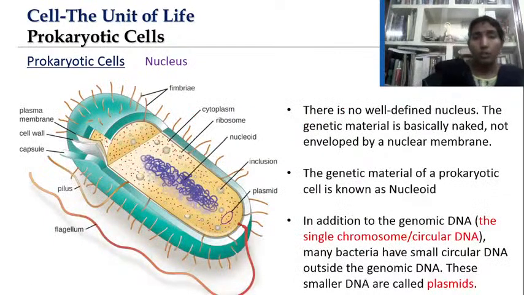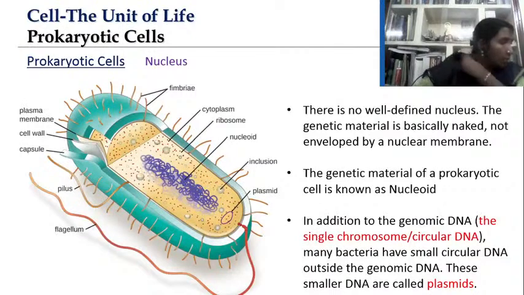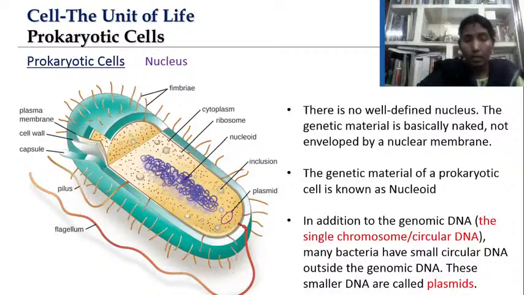Now coming to the nucleus, as I explained earlier, there is no well-defined nucleus. The genetic material is naked, not enveloped by a nuclear membrane. What you need to know is that the genetic material of a prokaryotic cell is known as the nucleoid. The nucleoid is a single strand of DNA duplex that is repeatedly folded by an RNA.